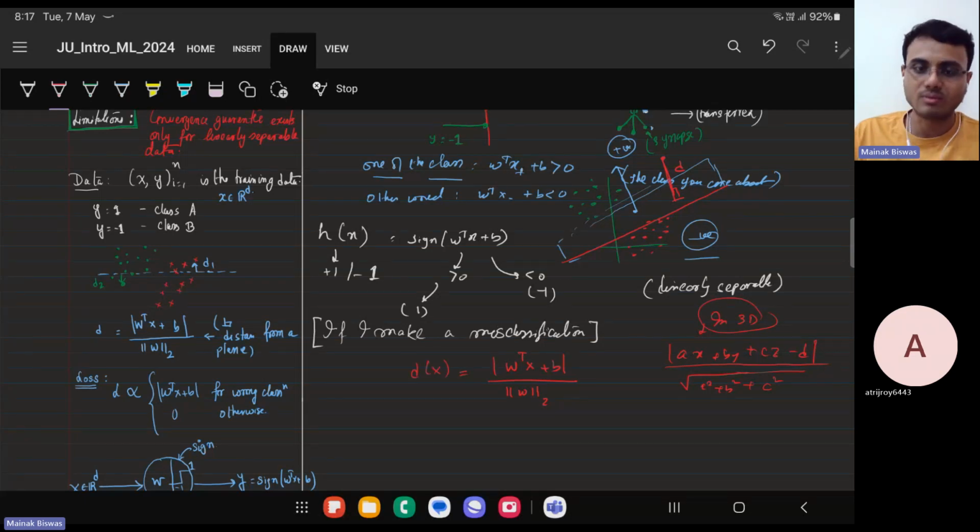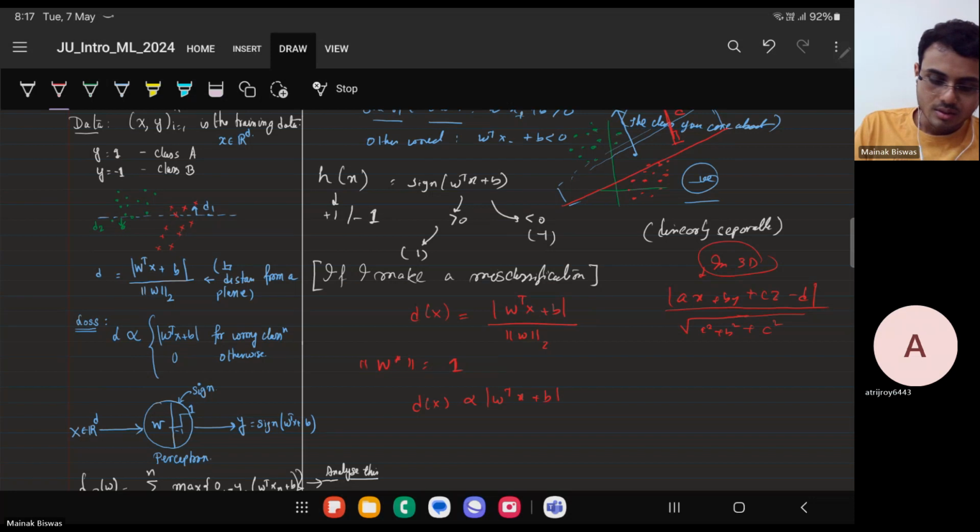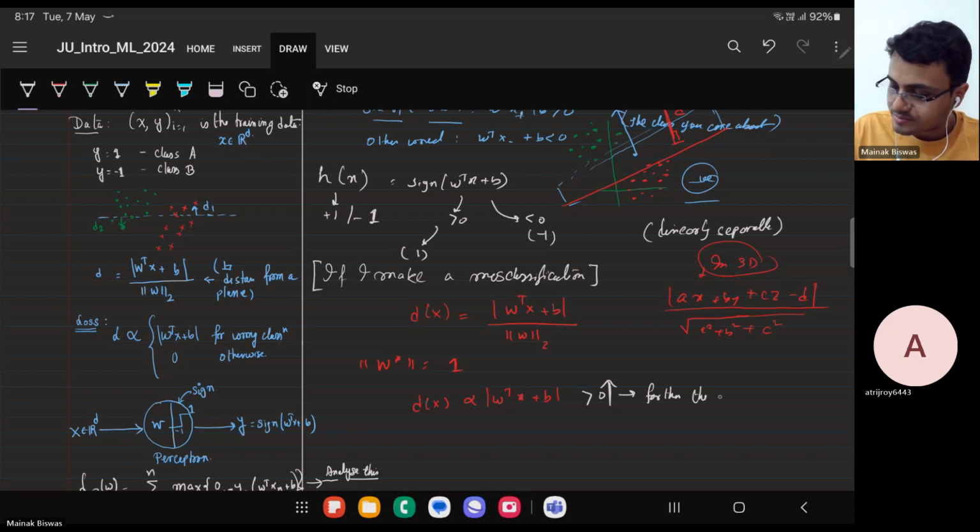So now I tell you, for an optimal classifier, the norm of W star is equal to 1. At the end of the day, I will normalize it, right? Therefore my distance of X is proportional to W transpose X plus B, yes or no? Distance from the plane, if you are ignoring the constant of the norm of W for the time being, right? Why am I doing this? Do you agree, the greater this is, the farther the point is from the plane?